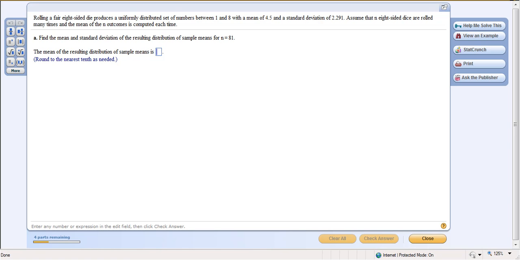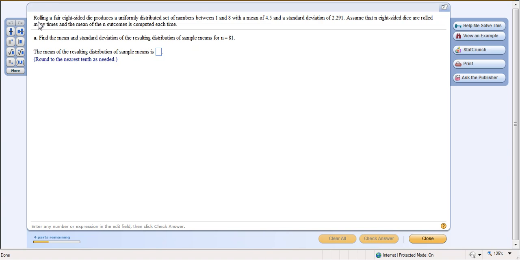Here's a problem on understanding the central limit theorem and how it can be used to find probabilities of sampling distributions. And I want to just show this problem first and compare a sampling distribution to a regular distribution.